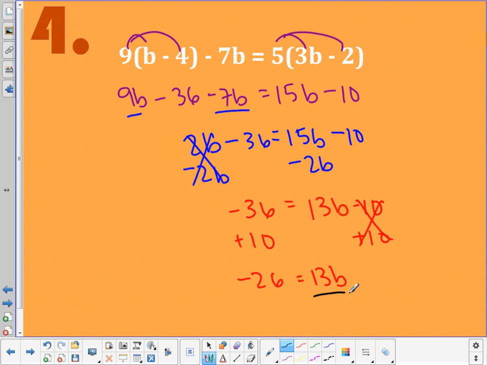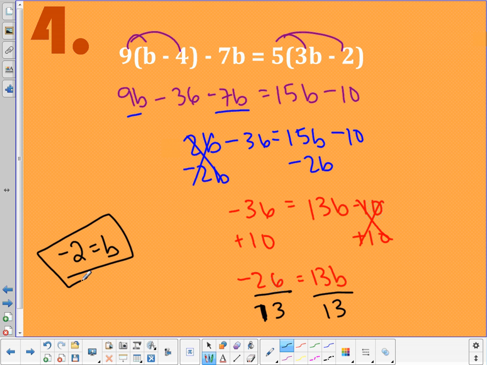Last but not least, divide by the 13. Positive 13 there. Oops. Positive 13. Negative 26 divided by positive 13 is negative 2. Okay, so that's just a review of equations. Now again, you guys have solved equations quite a few times. You know how they work. You did a bunch of them as practice yesterday. So hopefully this is all review for us.